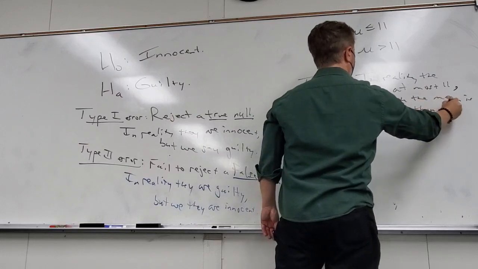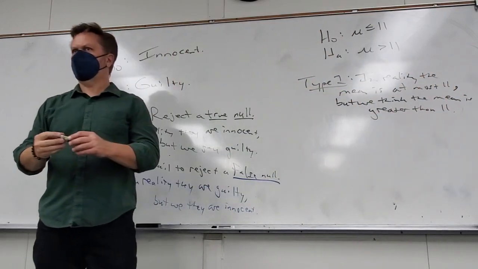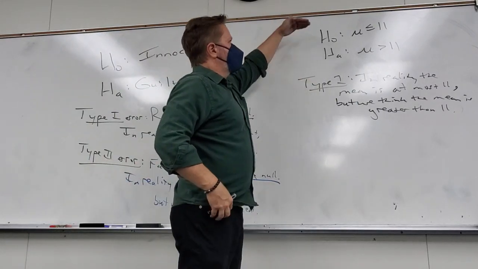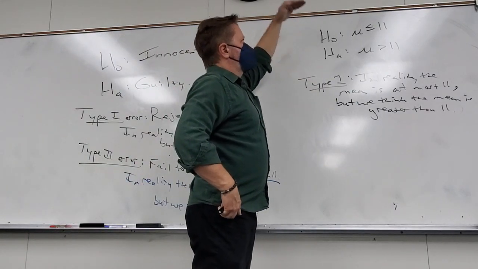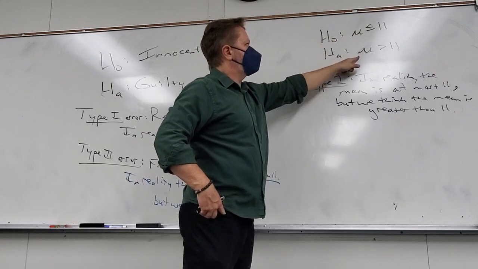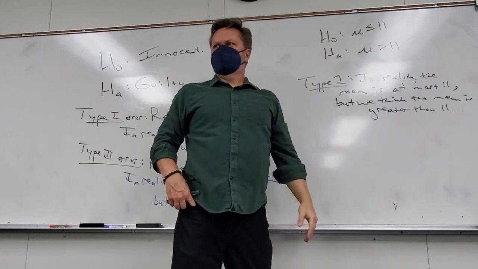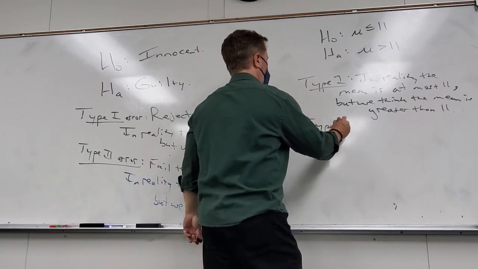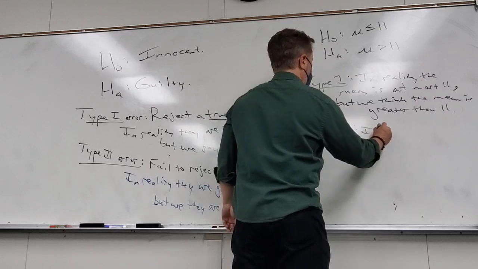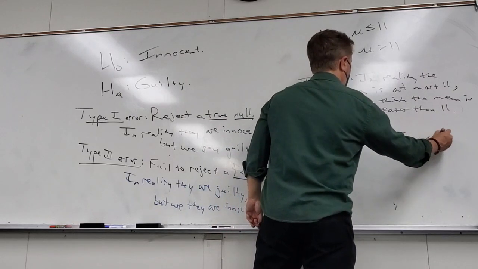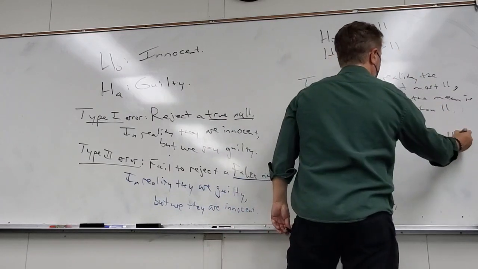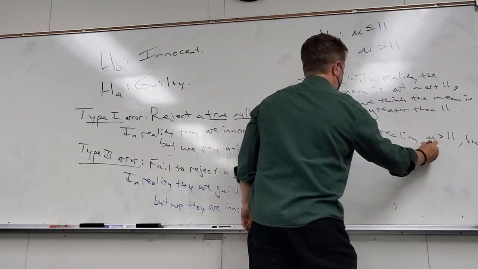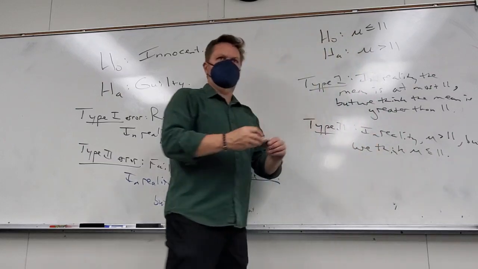That's a little bit more boring of a situation, but it's more like what we're going to see in our work, right? So a type 1 error is the null is true. This is the reality, but we think this is true. We rejected a true null. Type 2 would just be, in reality, the mean is greater than 11, but we think the mean is less than or equal to 11. Okay.